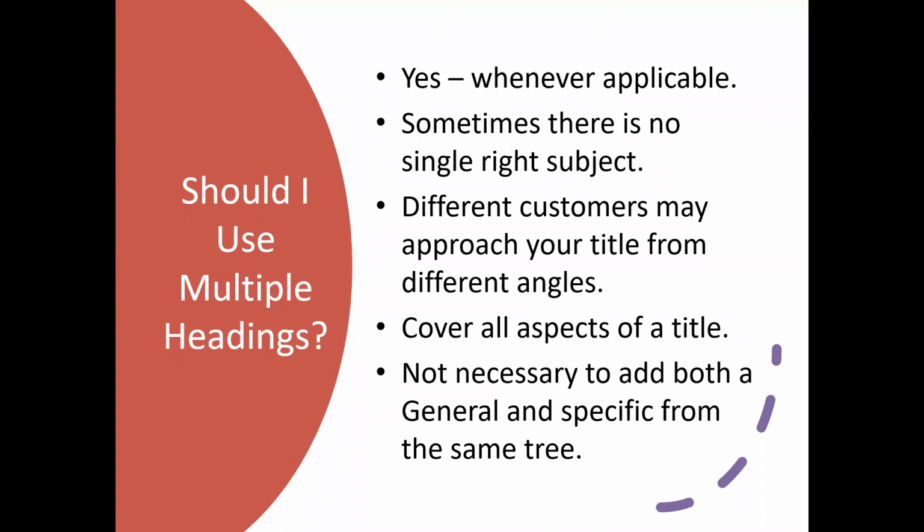If you just want to cover all aspects of the title, but as I mentioned earlier, the one thing you don't need to do is to add both a general heading and a specific heading from the same tree. So you wouldn't need to add fiction general and fiction romance general. You wouldn't need to add fiction romance general and fiction romance historical. As you go down the tree, you don't need the most general heading within that tree.